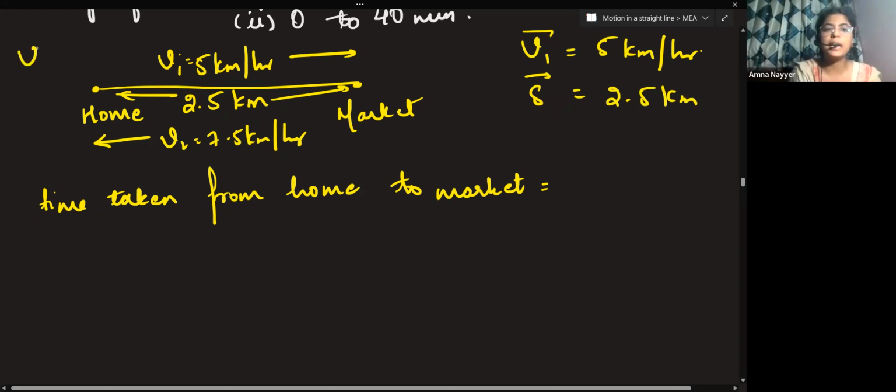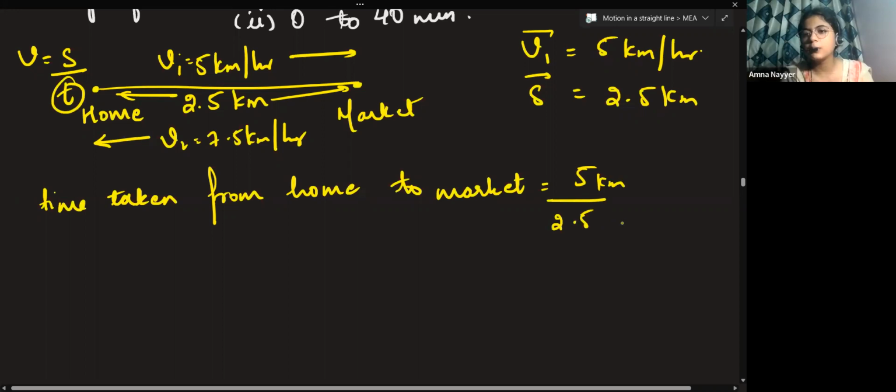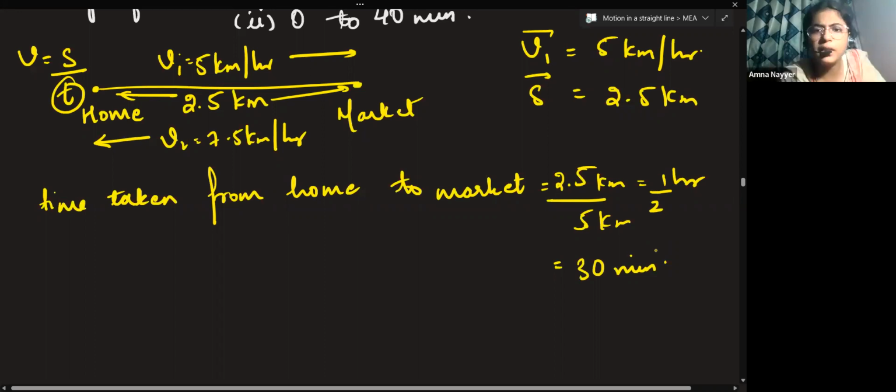Exactly right, Aram. Speed V is S by T, so T will simply be S divided by V. Means 2.5 kilometers divided by 5 kilometers per hour. 2.5 will come in the numerator and 5 in the denominator, because distance is getting divided by the speed. So this becomes 1 by 2, half an hour. What is half an hour in minutes? 30 minutes. Whenever we say 30 minutes, we mean half an hour.